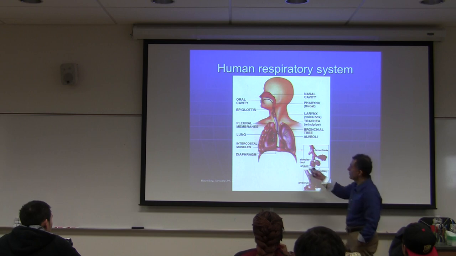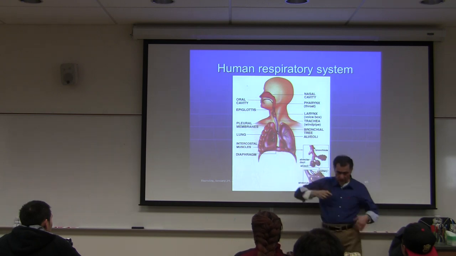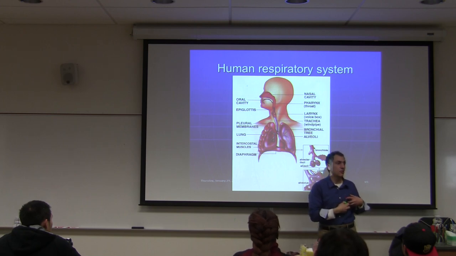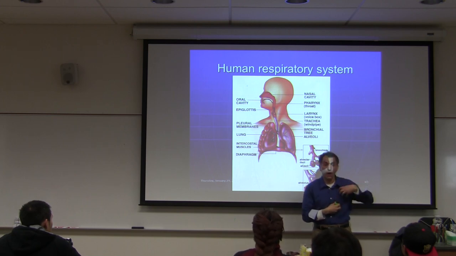Of course you have two lungs. The right lung has three lobes. The left lung has two lobes. The left lung has two lobes because of what? The heart. Okay.